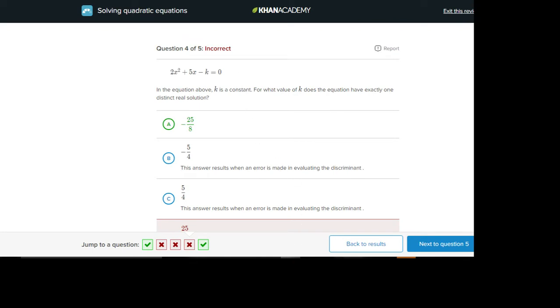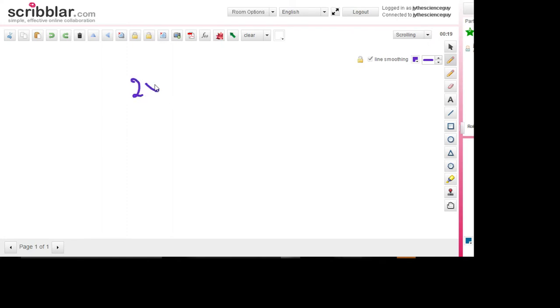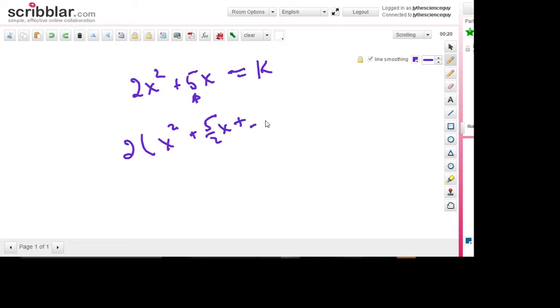So let me write that down. So we have 2x squared plus 5x, and then I'm going to say this is equal to k. Okay. So now I'm going to complete the square. So I have to take this number and I need to divide it by 2, because I have to factor the 2 out. Okay. So this is x squared plus 5 over 2 x plus some number is equal to k.